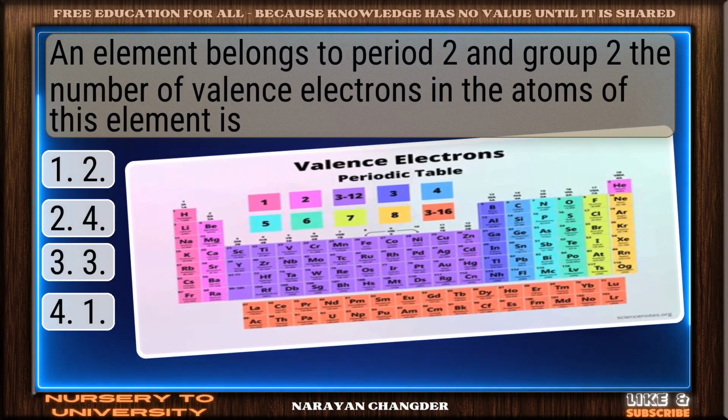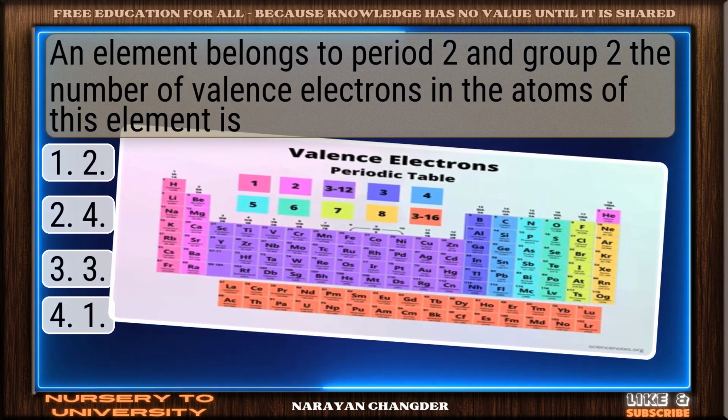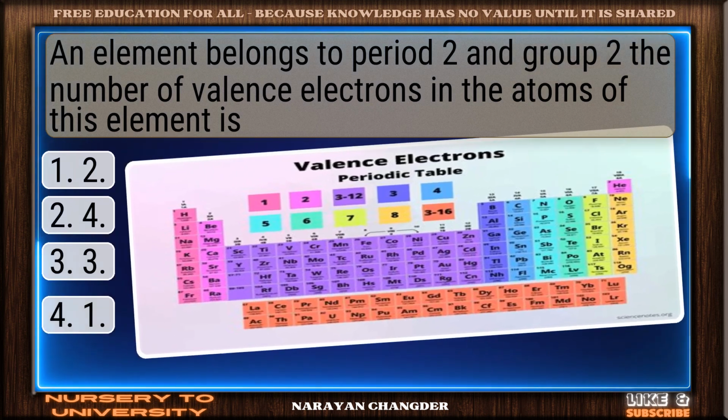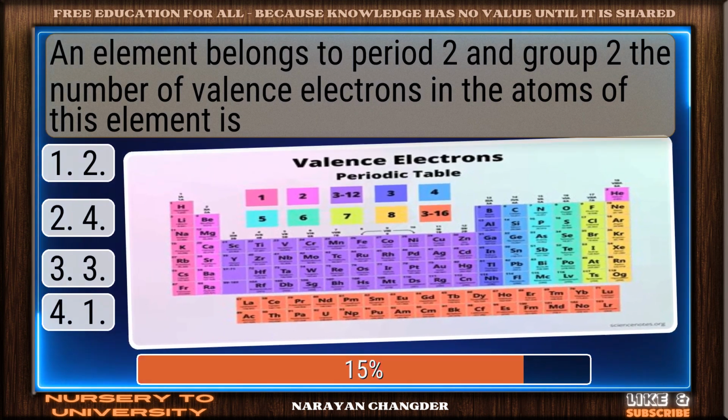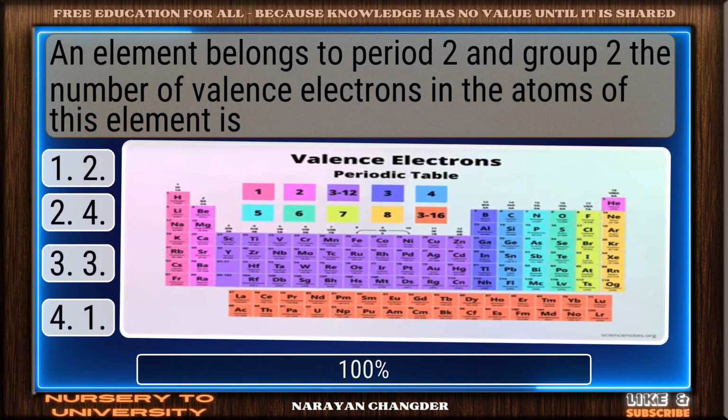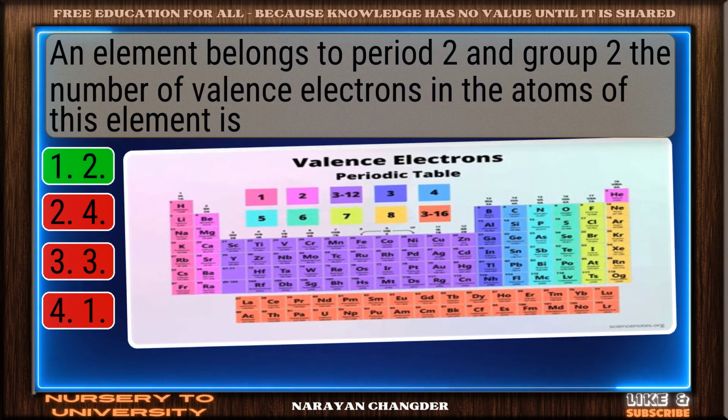An element belongs to period 2 and group 2. The number of valence electrons in the atoms of this element is... Strong choice. 2 is right.